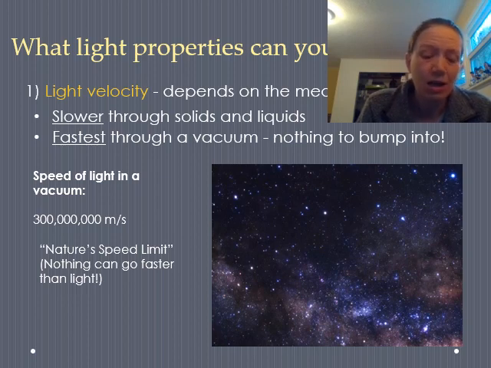And how fast is it? 300 million meters every second. That's super crazy fast. In that time, light can go around the Earth like 3.5 times in 1 second. So it goes really, really fast. The moon is about 1 light second away. So when we see light coming from the moon, it takes 1 second to get from there all the way to Earth. Which is kind of a neat fun fact.